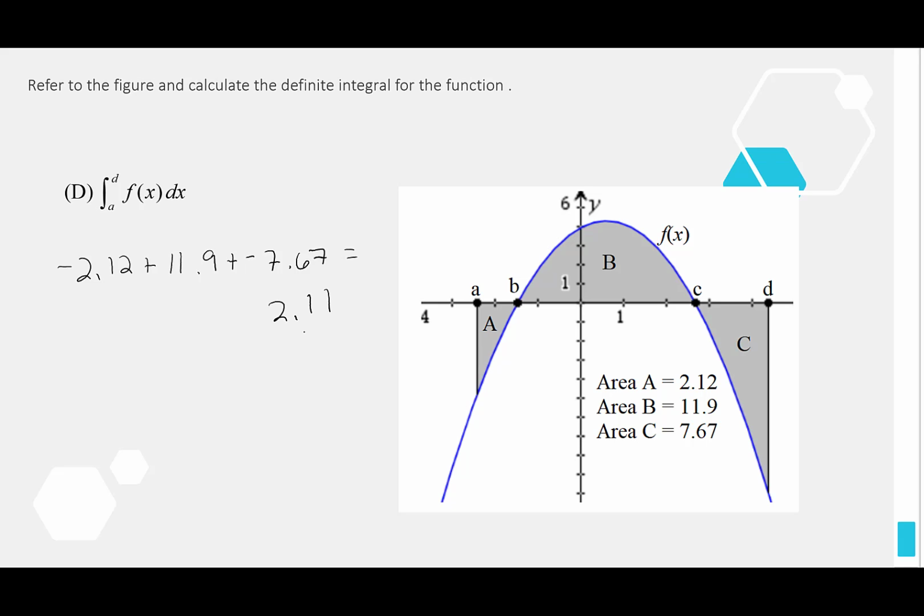So we have to remember to add the signs ourselves. The areas are going to be stated as positive, and then we have to add the interpretation of above or below the x-axis to have the correct sign in front of the area.